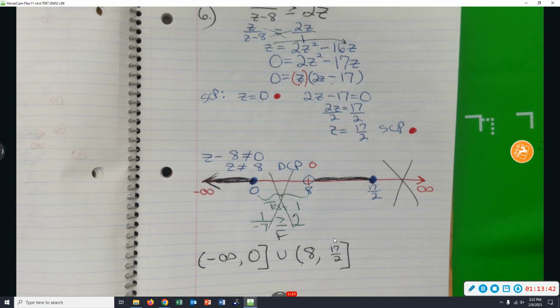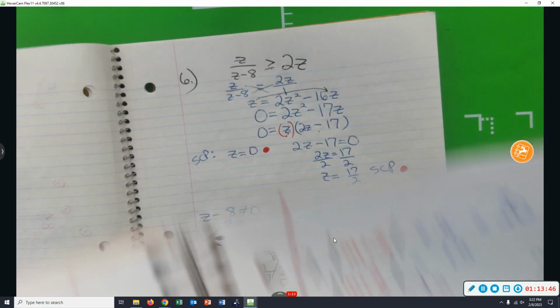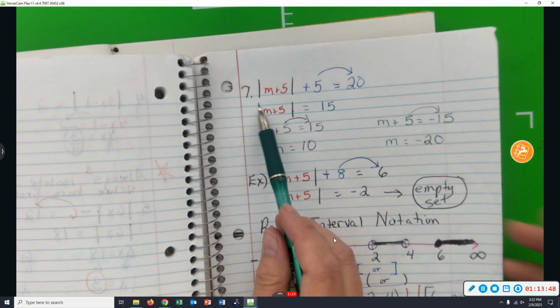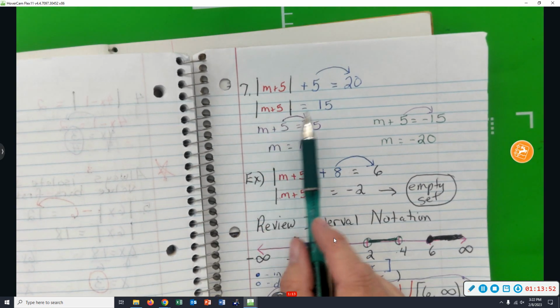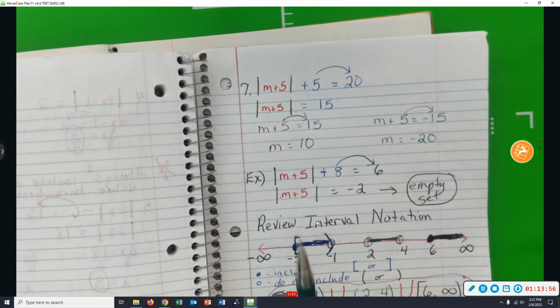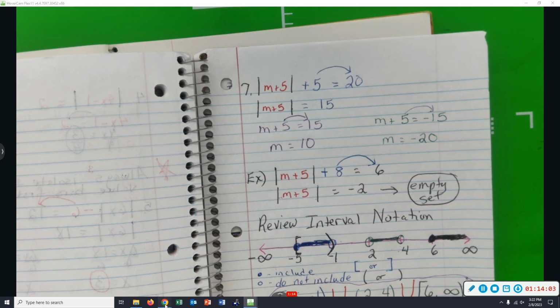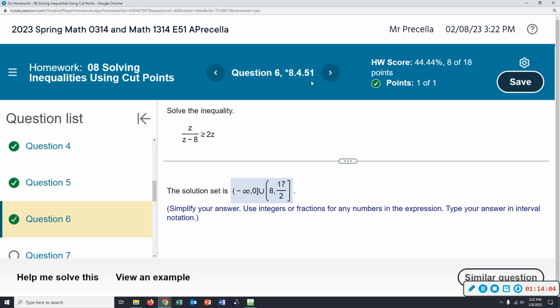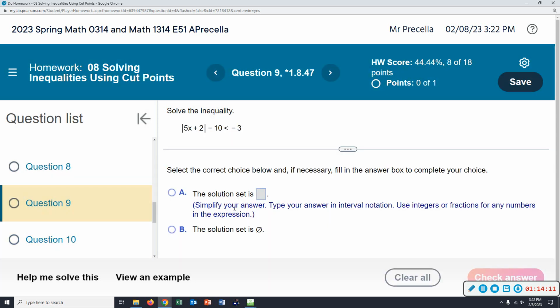Absolute value inequalities. Remember the last time we said if you have an absolute value equation, you need to get that absolute value isolated before you do anything else. And so that's my advice to you for absolute value inequalities. Tony, you want to take over for a while? Yeah. We'll do number 9. I want to do one where you've got to isolate first. Number 9.